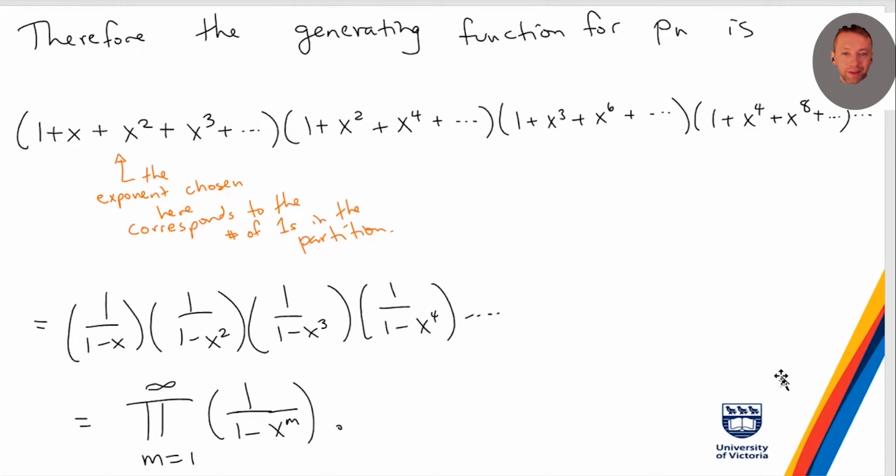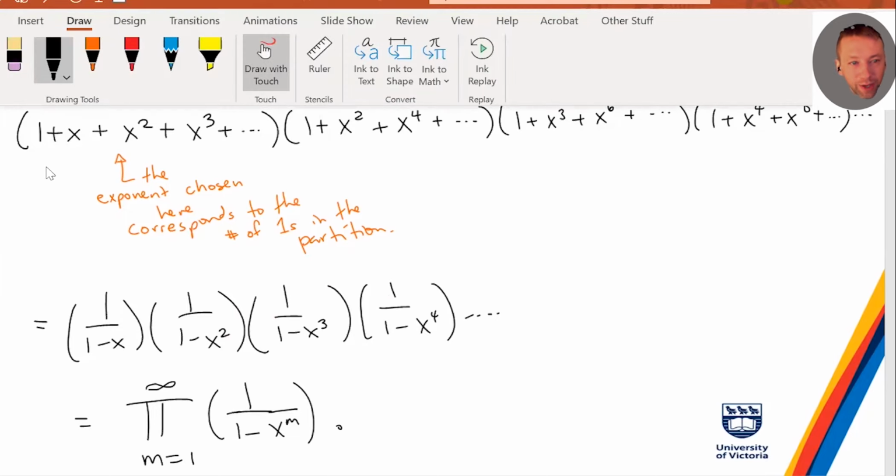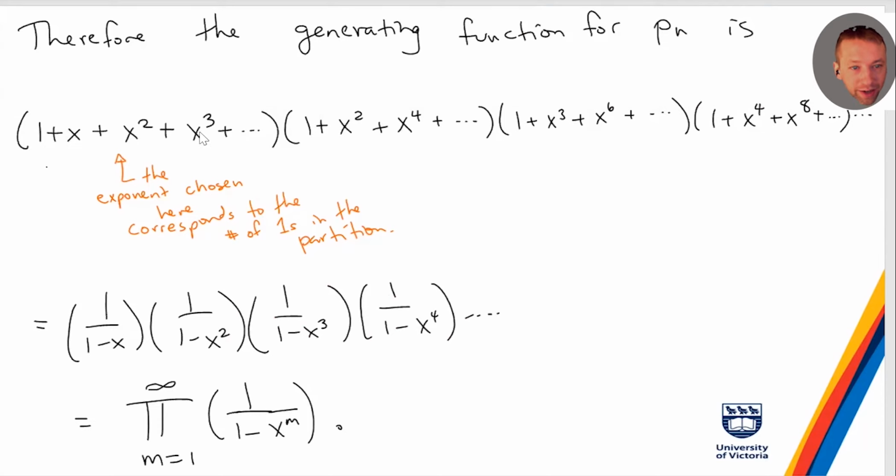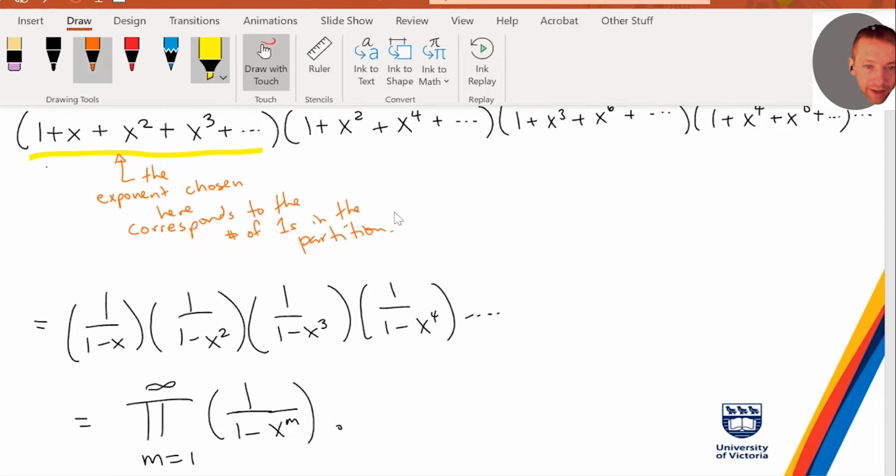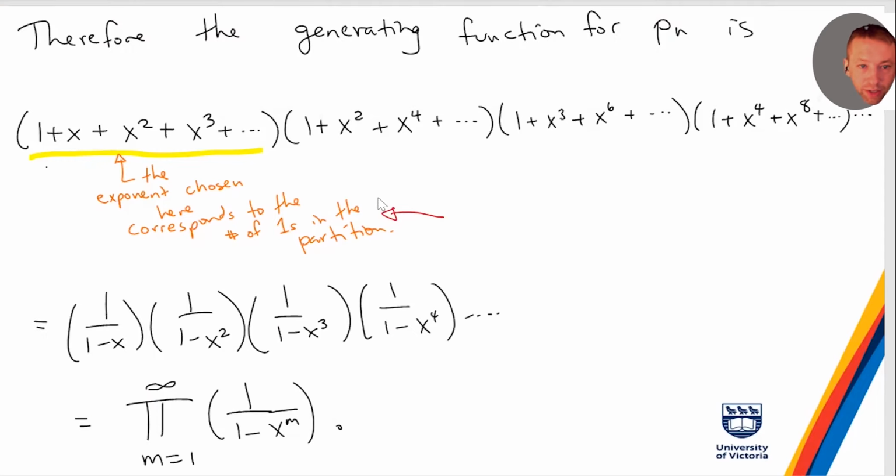This is a little bit of a leap of logic here, but I'll try to justify this. I claim that the generating function for Pn is like this. You take 1 plus x plus x squared, x cubed, etc., off to infinity as my first factor. Here the exponent that I choose will correspond to the number of ones in the partition. So using the notation from the previous slide, the exponent chosen here corresponds to my x1, or 1 times x1, if that makes sense.